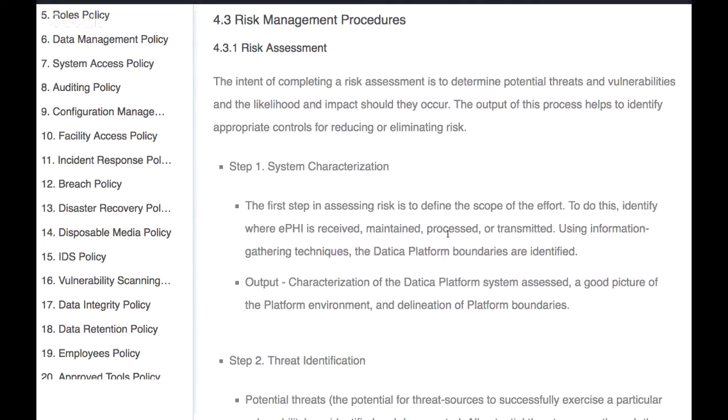Risk management procedure. The intent of completing a risk assessment is to determine potential threats and vulnerabilities and the likelihood and impact should they occur. The output of this process helps to identify appropriate controls for reducing or eliminating risk.